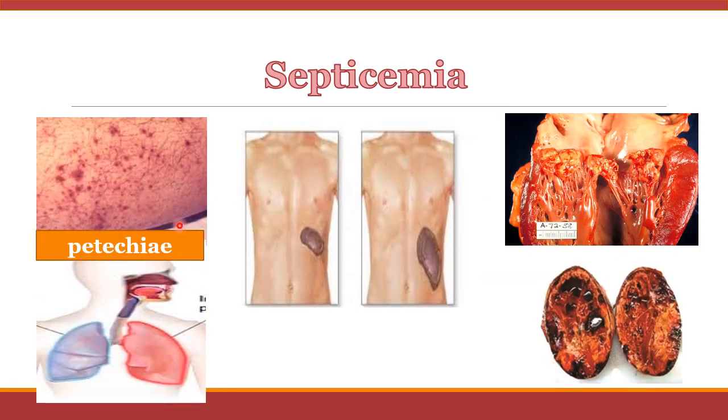Let's start to explore the different pathological features of septicemia. The first complication of septicemia, or pathological feature, is petechiae. What is the meaning of petechiae? It is the presence of pinpoint or spot hemorrhages all over the body.